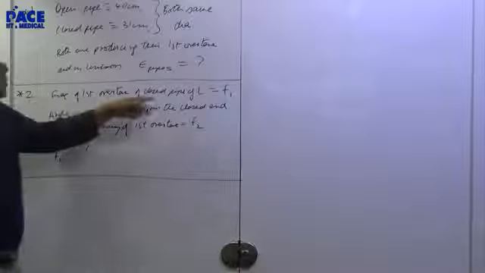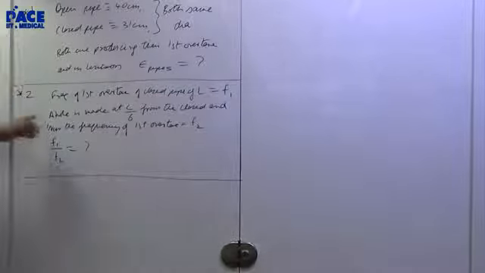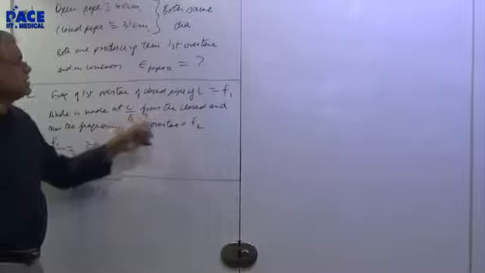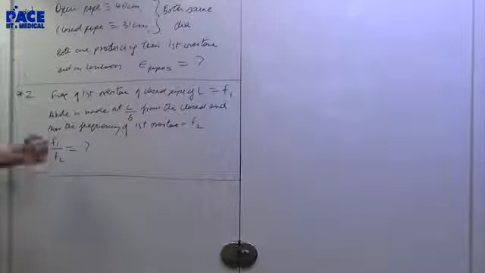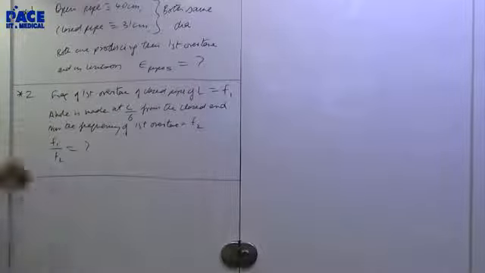The frequency of the first overtone of a closed pipe of length L is F1. A hole is made at L by 6 from the closed end. Now the frequency of the first overtone is F2. What is F1 by F2?